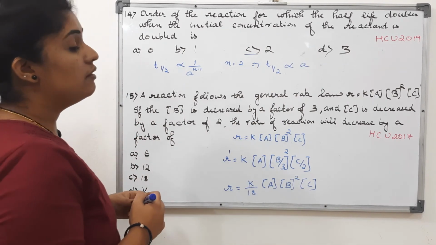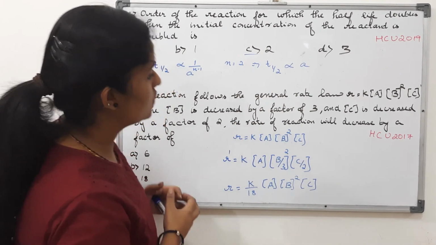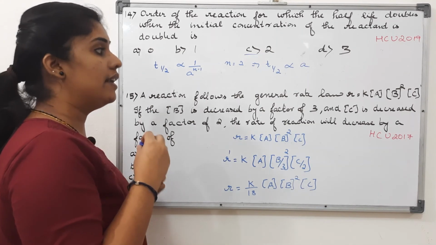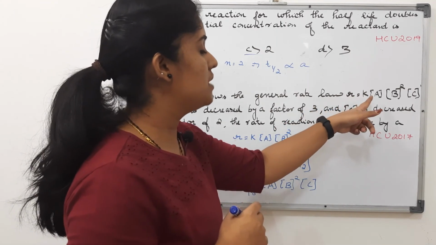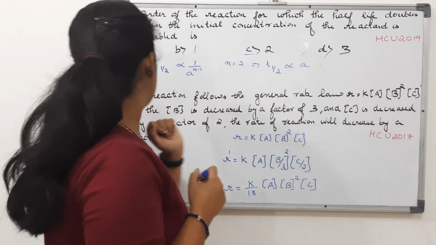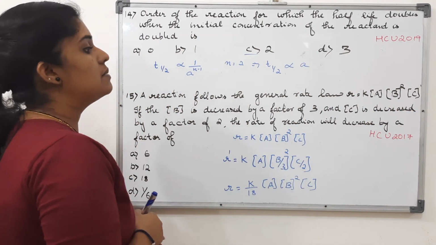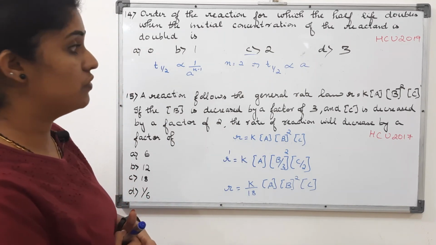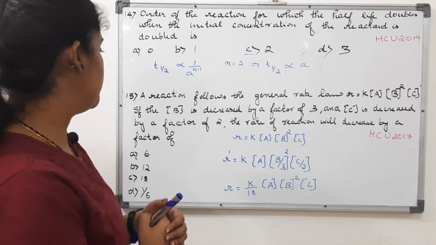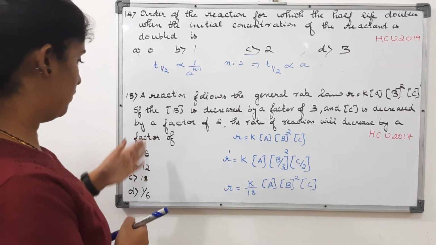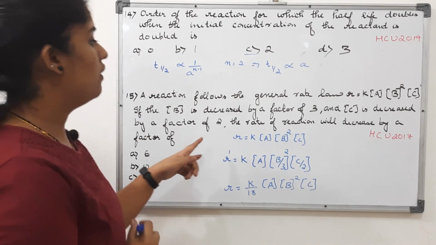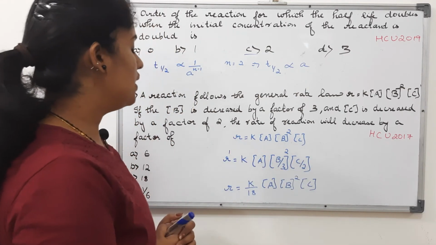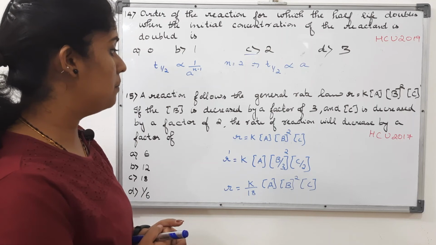Okay. And finally, the last question is an HCU 2017 question, which says that a reaction follows the general rate law R equals K times A times B square times C. If the concentration of B is decreased by a factor of 3 and the concentration of C is decreased by a factor of 2, the rate of the reaction will be decreased by a factor of which of the following? Okay, so we are given a rate law which states R is this, and now they are decreasing the concentration of B by 3 times.